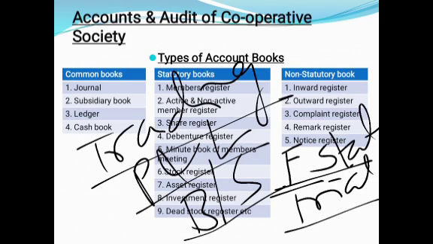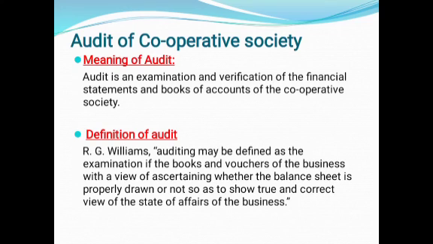Okay, these financial statements have to be prepared from the four: trial balance, trading account, profit and loss account, and one more, the balance sheet. Okay, the next is audit. Audit means what? It is a very mandatory function for cooperatives.